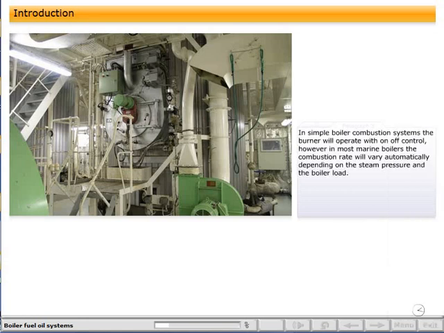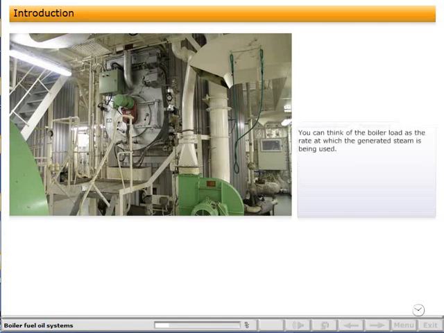In simple boiler combustion systems, the burner will operate with on-off control. However, in most marine boilers, the combustion rate will vary automatically depending on the steam pressure and the boiler load. You can think of the boiler load as the rate at which the generated steam is being used.